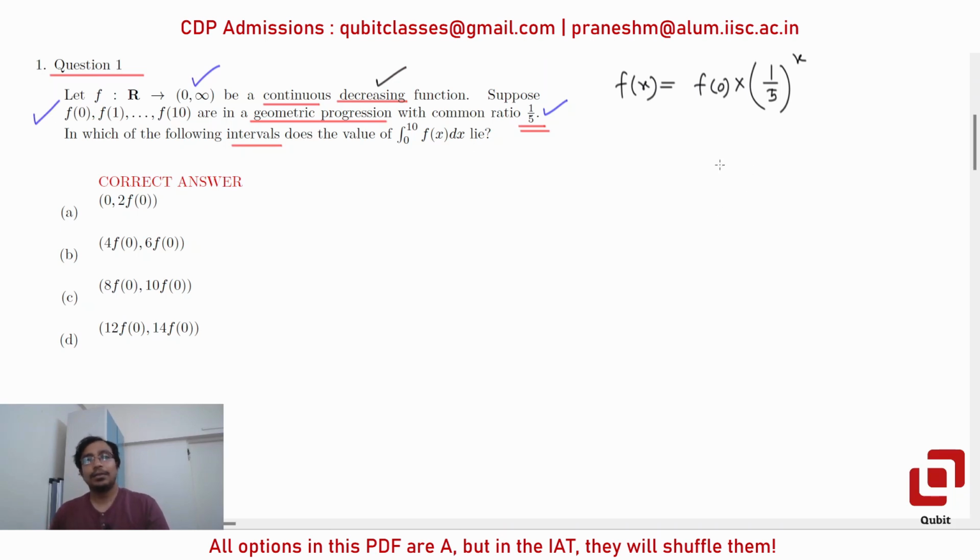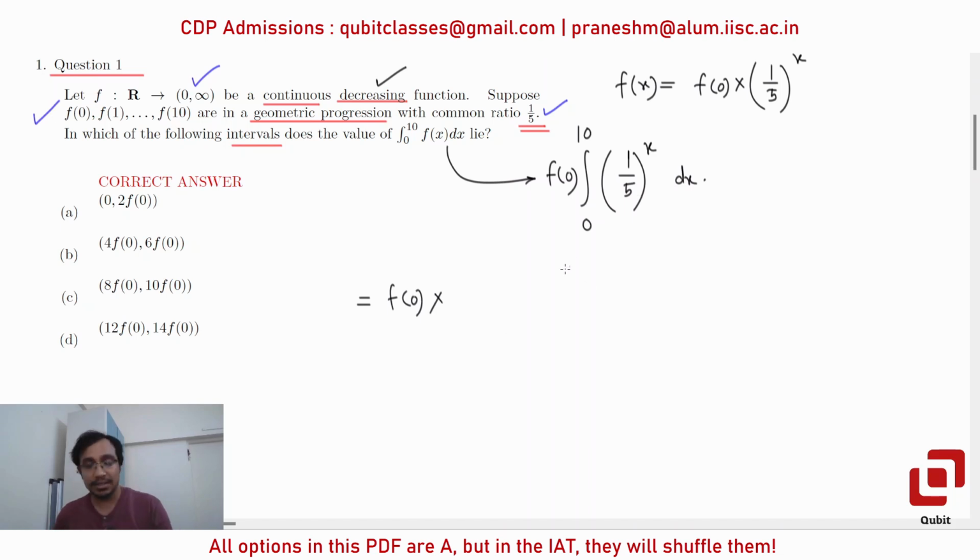Okay, so now our job is to basically find out the integral of this function from 0 to 10. And what I can do is write f of 0 outside because it has no role to play in deciding the value, 1 upon 5 raised to x dx. Okay, now let's integrate this.